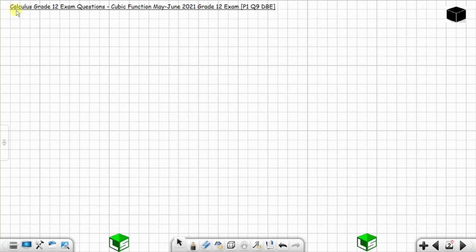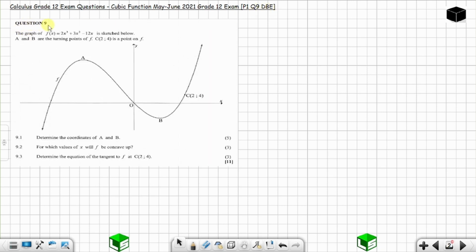Okay, Calculus, Grade 12, Exam Questions, Cubic Function, May/June 2021, Grade 12 Exam, Paper 1, Question 9 from DBE. Okay, this is the question, Question 9. The graph of f of x is equal to 2x cubed plus 3x squared minus 12x is sketched below. A and B are the turning points of f. C with this coordinate is a point on the graph of f.